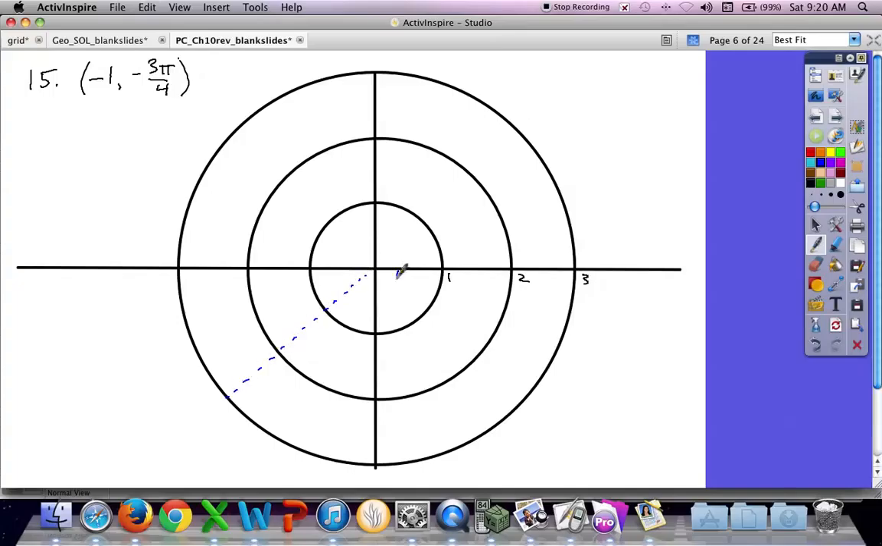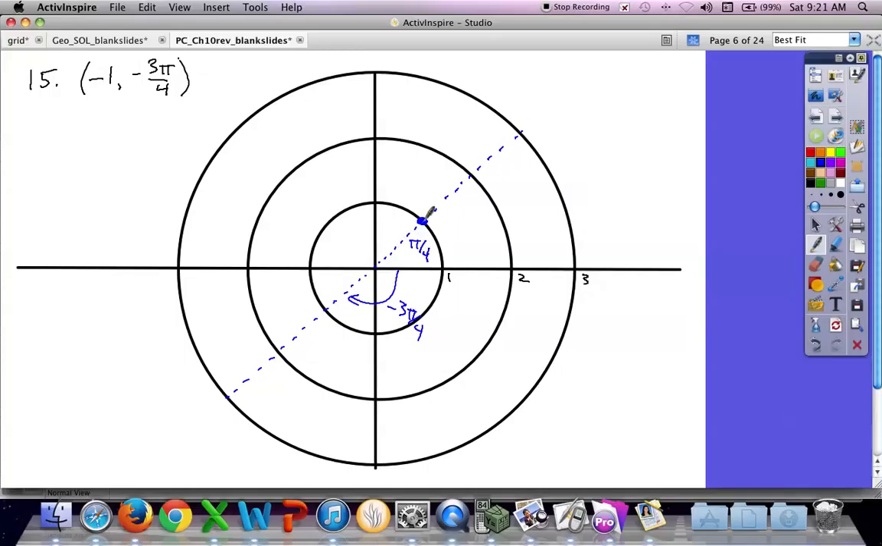Right? That's -3π/4. Okay, but we are using a negative radius, so we're actually going to go in the opposite direction with that, which is π/4. That's straight across from -3π/4 is π/4. So we want to plot 1, so we will be right there. Okay, so again, we're going off at an angle of -3π/4, but since the radius is negative, we're actually going backwards to find our point.